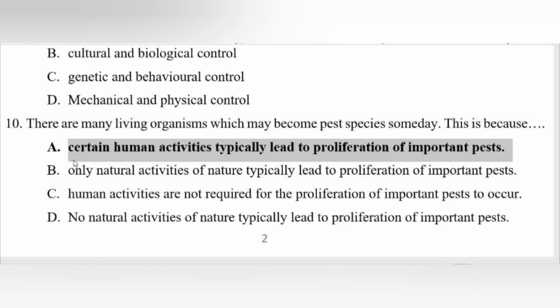Option B: it is not only natural activities of nature that typically lead to proliferation. Then again, human activities are not required? No, human activities are actually the major cause of proliferation of important pests. And for the last option, natural activities can lead to proliferation of insect pests when the environment is modified to a certain extent.